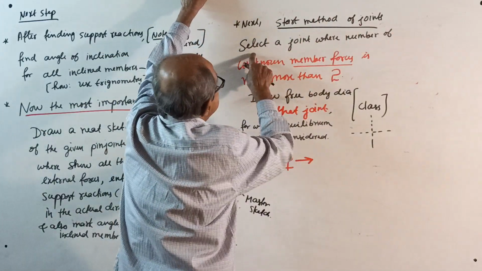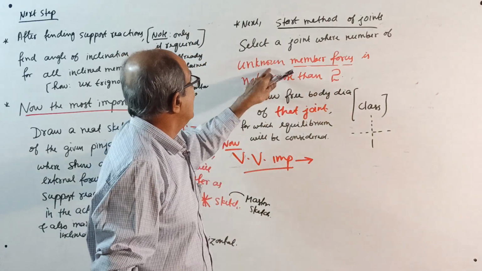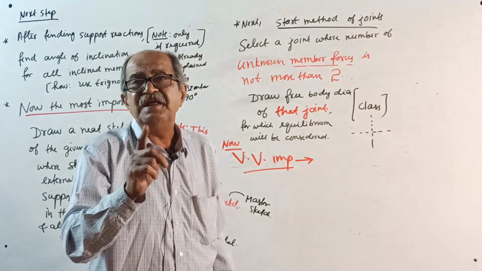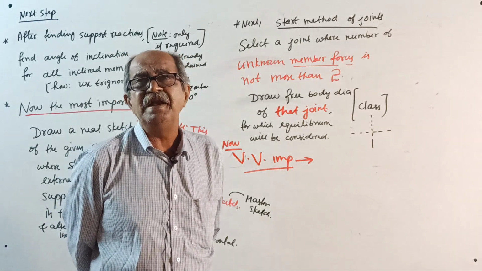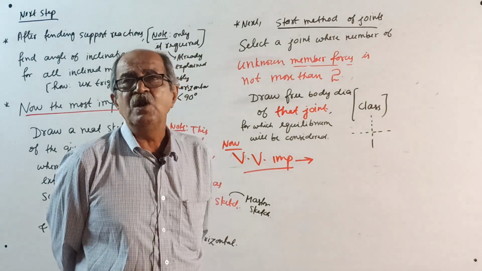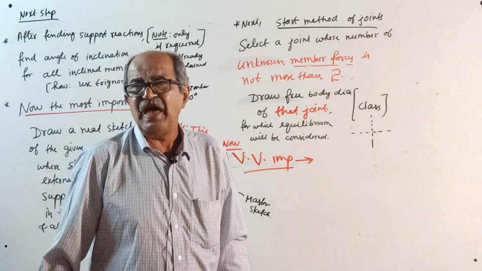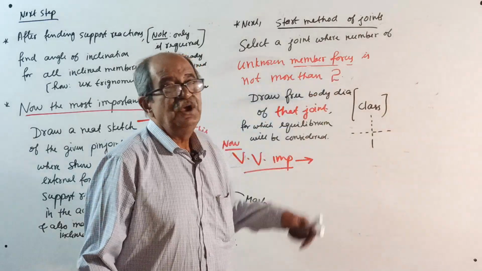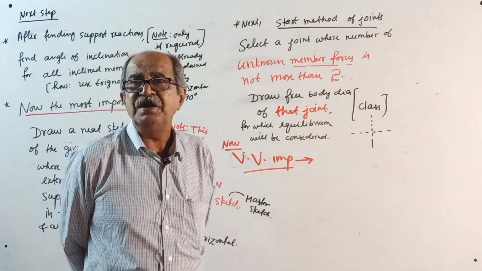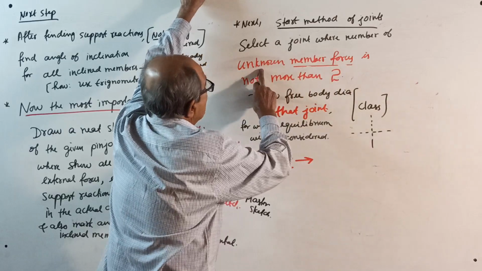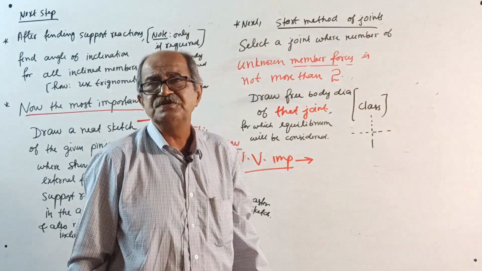Start the method of joints. Select a joint where the number of unknown member forces, technically called unknown axial forces in the members, is not more than 2. I never call moment, I call bending moment. I never call force, I call axial force. But here, it is difficult to say axial force in each and every class. So when I say member force, it is the axial force in the member, either compression or tension. Select a joint where unknown forces are not more than 2.